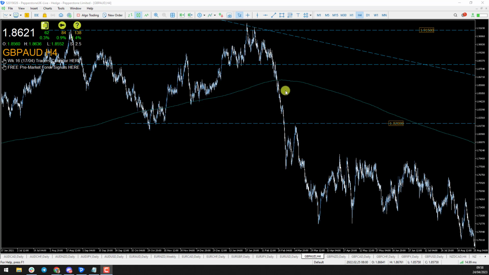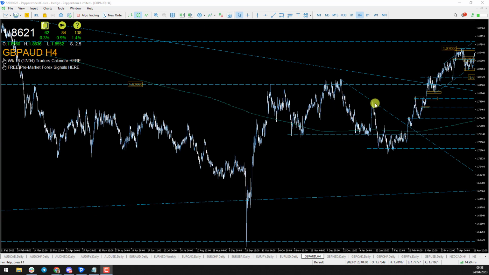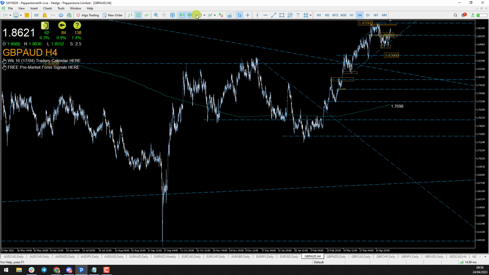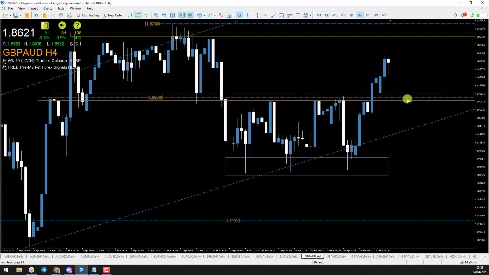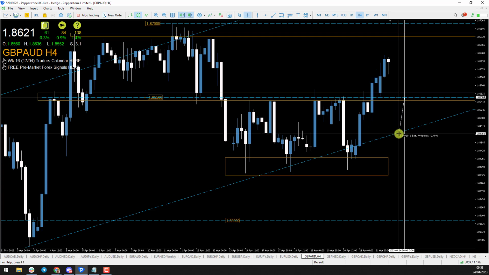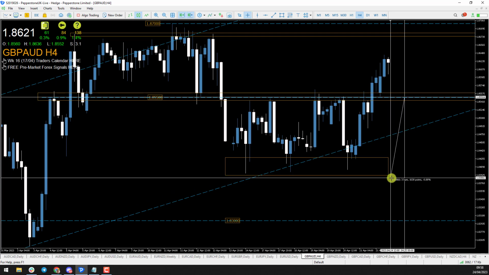So that's why I've marked in the 1.88 handle, just in case price does come back into that level of interest. So I'm going to be looking for opportunities around there. We could potentially limit order in this area, stop loss at 75 pips or below this range.